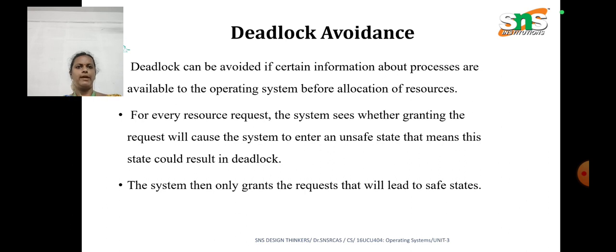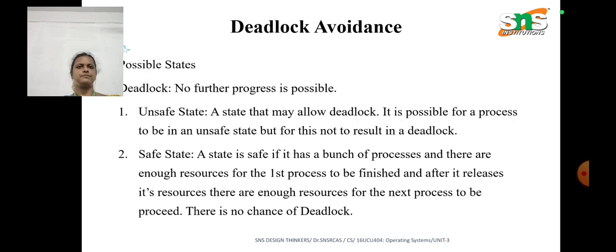Deadlock can be avoided if certain information about processes is available to the operating system before allocation of resources. For every resource request, the system sees whether granting the request will cause the system to enter an unsafe state, that means a state that could result in deadlock. The system then only grants the request that will lead to a safe state.